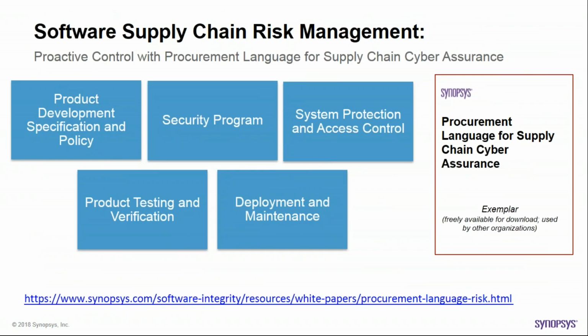But we wanted to help people get started with that, so we actually have sample procurement language that organizations can use. We give it away for free. The URL is listed here. What that does is address product development, specification, and policy. It looks at whether your developers and your suppliers do these things. What's the security program that your suppliers have? What system protection and access controls do they have? What type of product testing and verification do your suppliers do? And it looks at deployment and maintenance.